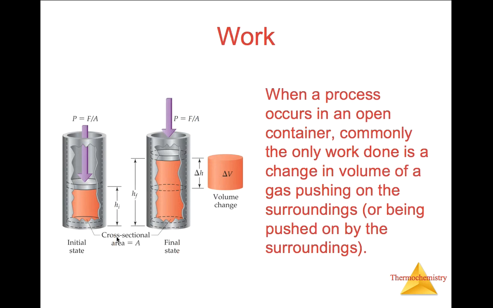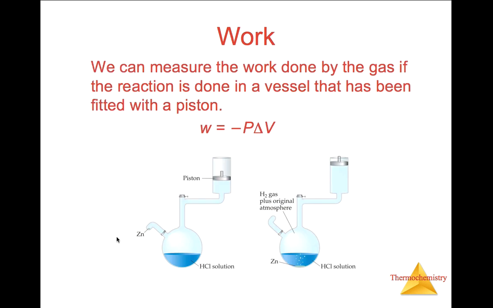When a process occurs in an open container, commonly the only work done is a change in volume of the gas pushing on the surroundings or being pushed on by the surroundings. We can measure the work done by the gas if the reaction is done in a vessel that has been fitted with a piston. You can see this device right here is called a piston because it can slide up and down inside of this container. You can see here they've got a small amount of zinc and they're going to put it in some hydrochloric acid, and when you do that you're going to make some hydrogen gas. The hydrogen gas then pushes against the piston and shoves it up. This distance that it moves the piston causes some amount of work.